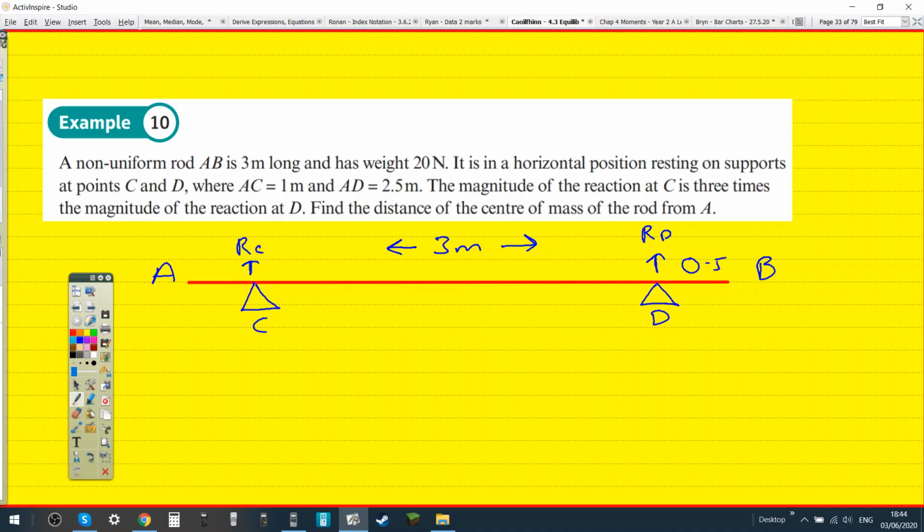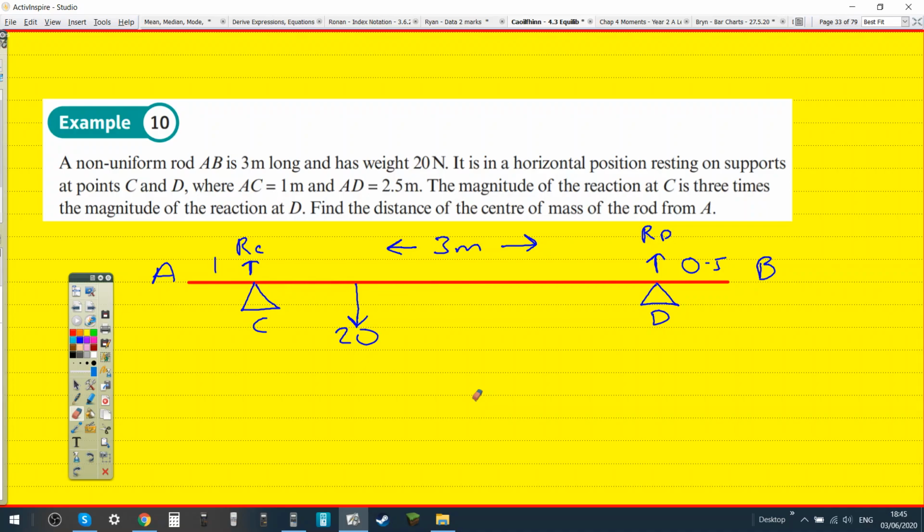This is 0.5. This is 1. If the magnitude at C is 3 times bigger, my guess is that the centre is much closer to C than to D. So I'm just going to chuck it like that, and at that point, that would be the 20. Or is it just 20 or 20G? You're right, 20, yeah.